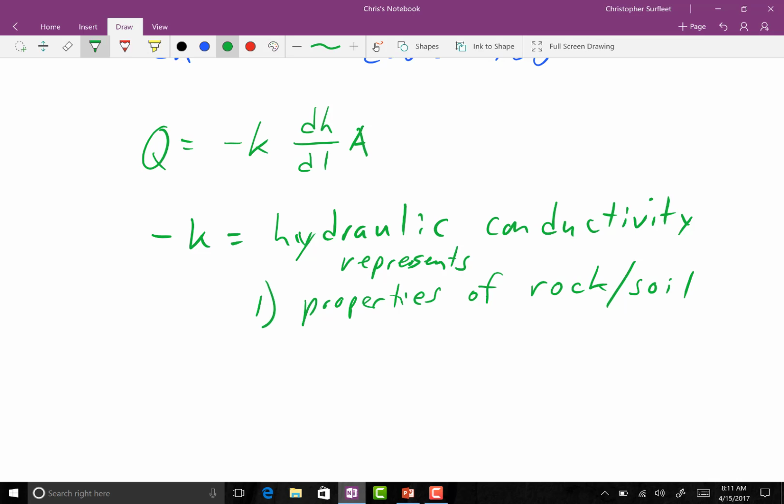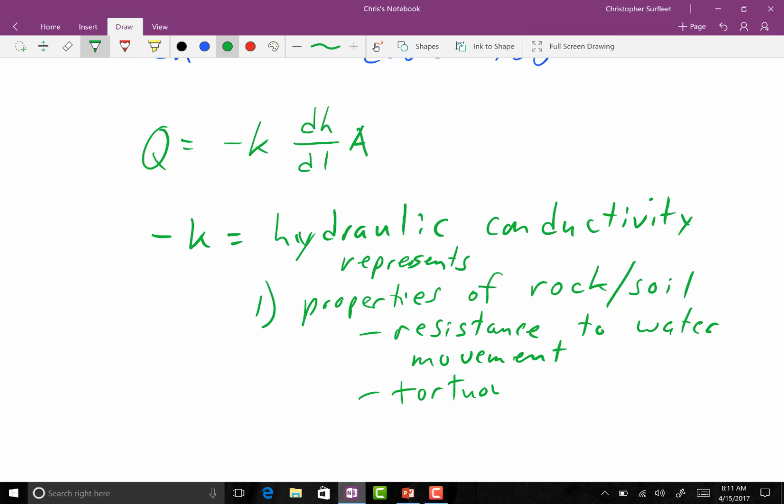And what is meant by the properties is essentially the resistance to water movement. You could think of it as friction, but really the term we use is the tortuosity.